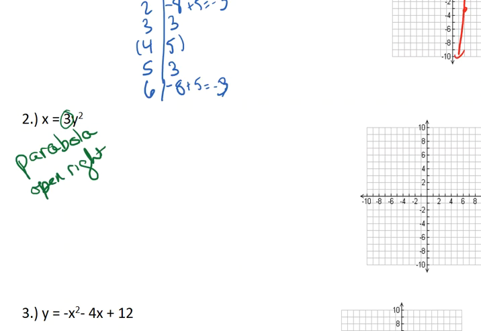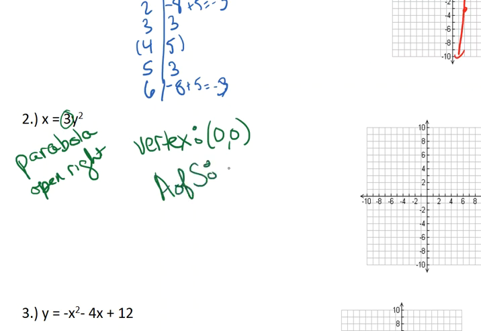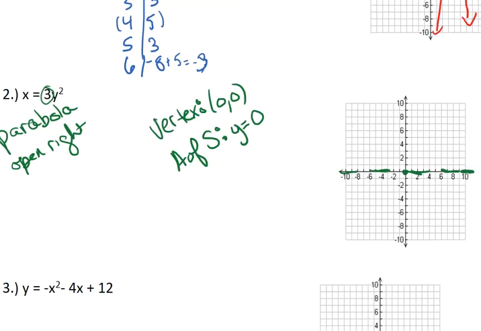A couple of the standard things that we'll want to figure out is the vertex. The vertex on this one is going to be 0, 0. Therefore, the axis of symmetry will also be y equals 0. Again, it's y because it's a parabola that's open to the right, so the axis of symmetry will be horizontal.